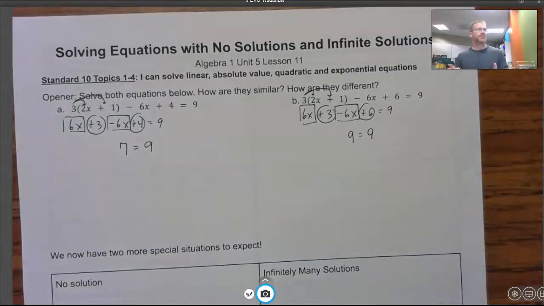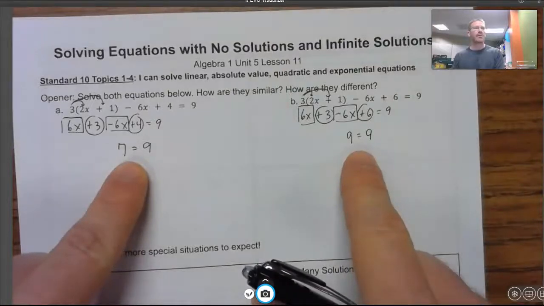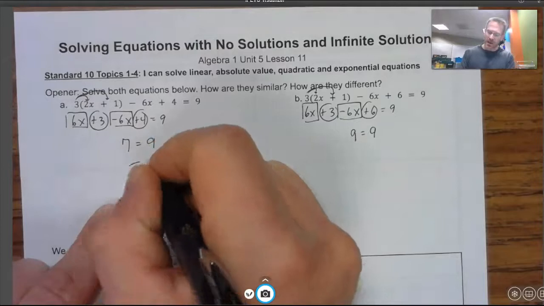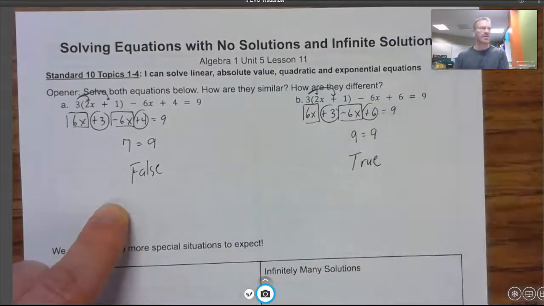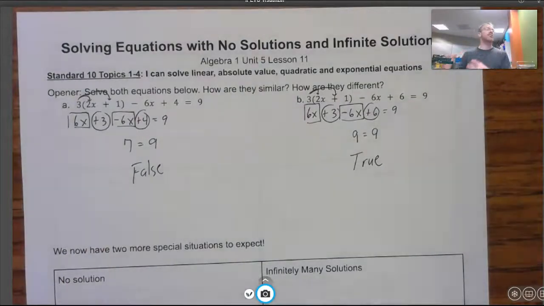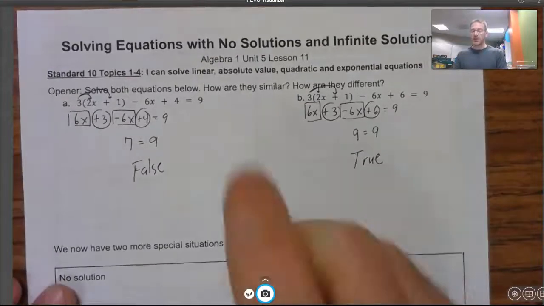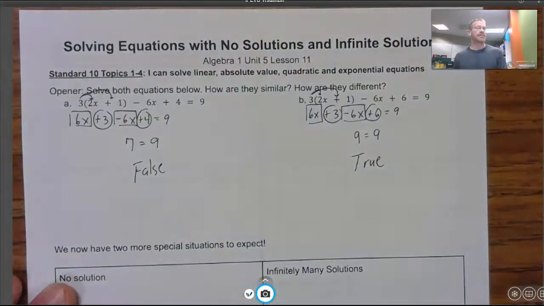So now, how are these similar? Same process. We can distribute, we can combine like terms. Now, how are they different? Notice now, we have no more variables left in the problem. And notice I get 7 equals 9 here, which is a false statement. That doesn't make any sense. But I get 9 equals 9 here, which is a true statement. Now, what does that mean? What is that telling me when I solve this? That gets into the two ideas that we're going to talk about here, no solution and infinite solutions.